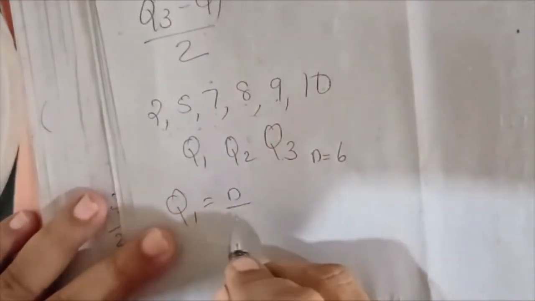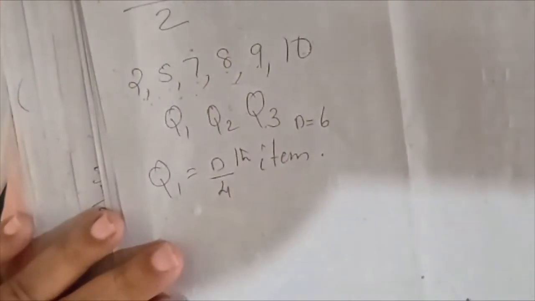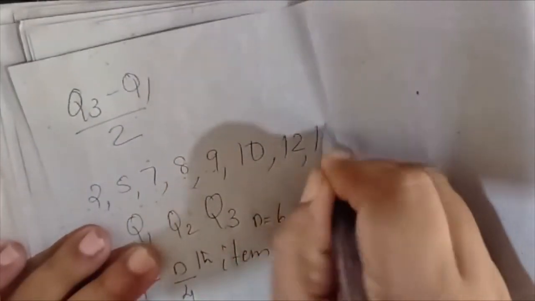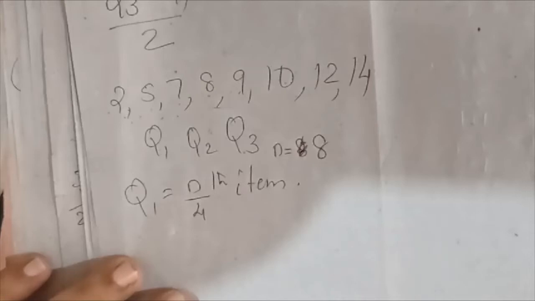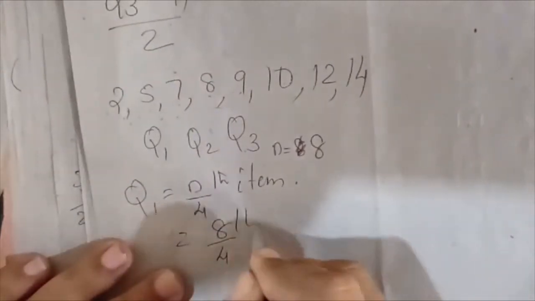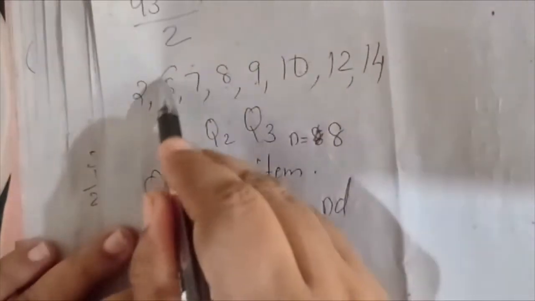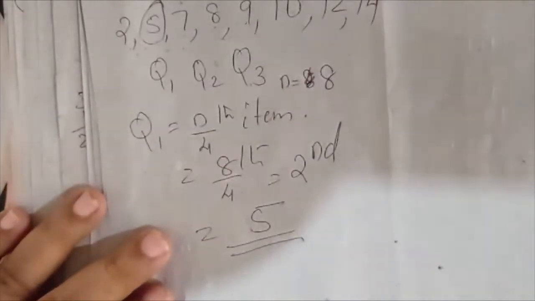Therefore, what is the formula? N by 4th item. Or you can write 2 more: 12, 14. Correct the question: you can write n is equal to 8. Therefore, 8 by 4th item. What is Q1, 8 by 4th item? Second item. What is the second term? 5 is the second term. Therefore, Q1 is equal to 5.